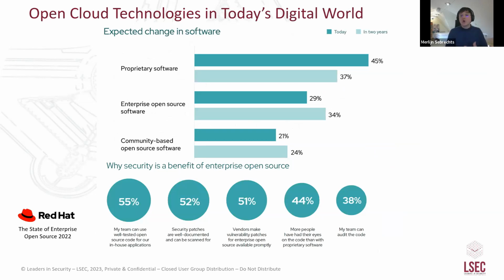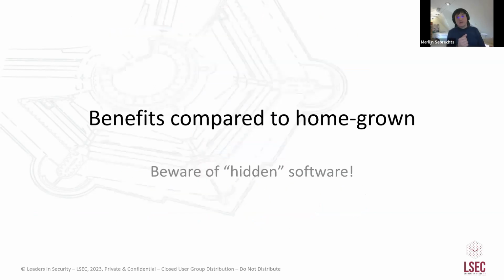If you go and talk to companies and ask them, how is the portfolio of software that your company is using? How is this going to change in 2 years? Then almost every single company is reporting that they are going to use less proprietary software and more open source software. And this has a lot of reasons, but this clearly makes sense. And so that's why in this presentation, I'm going to talk a bit about the benefits of open source software.